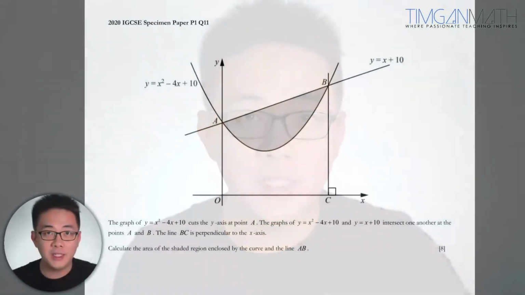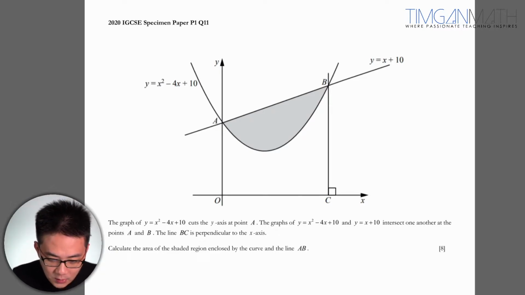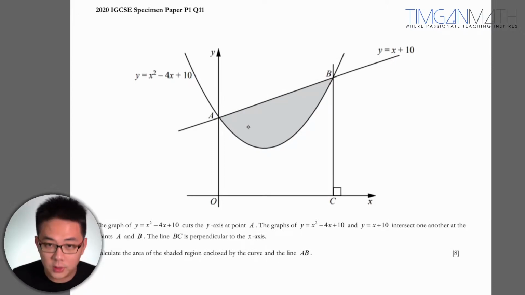Hi students, let's look at this question, which was taken from the year 2020 IGCSE Specimen Paper 1, question 11. Let's see how we can do this proficiently. The first part is you're given the graph, the quadratic curve, and after which a straight line. So everything is labeled properly.